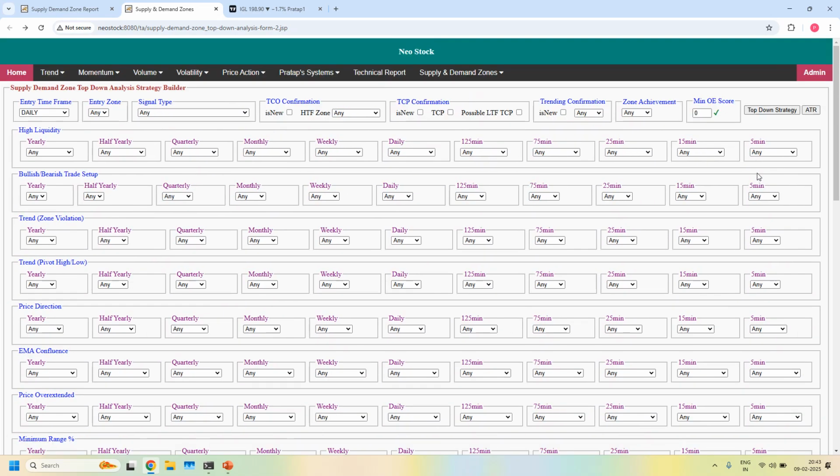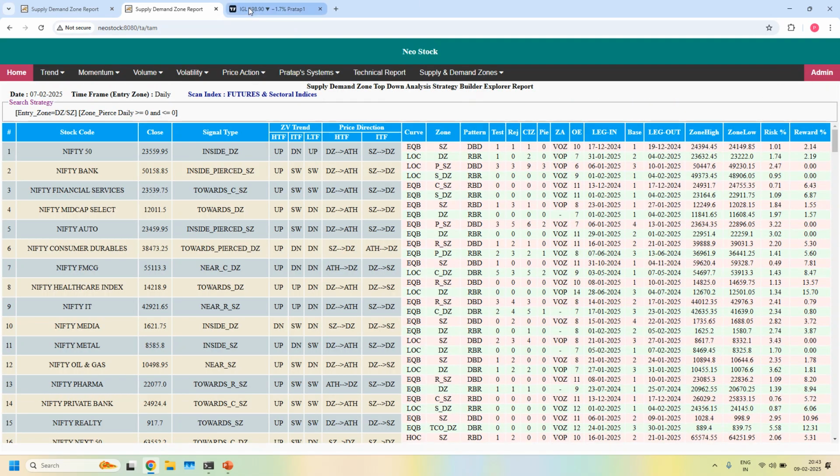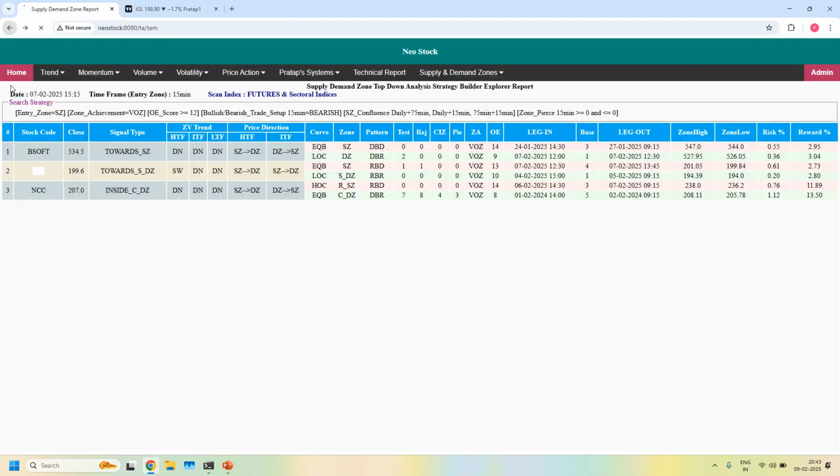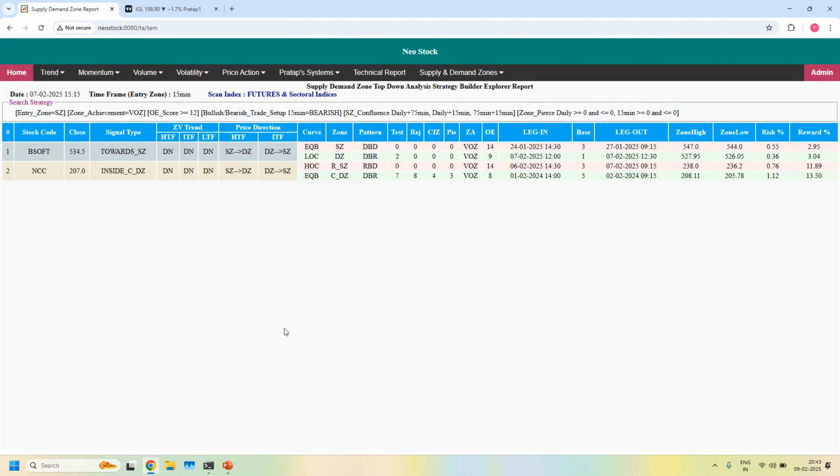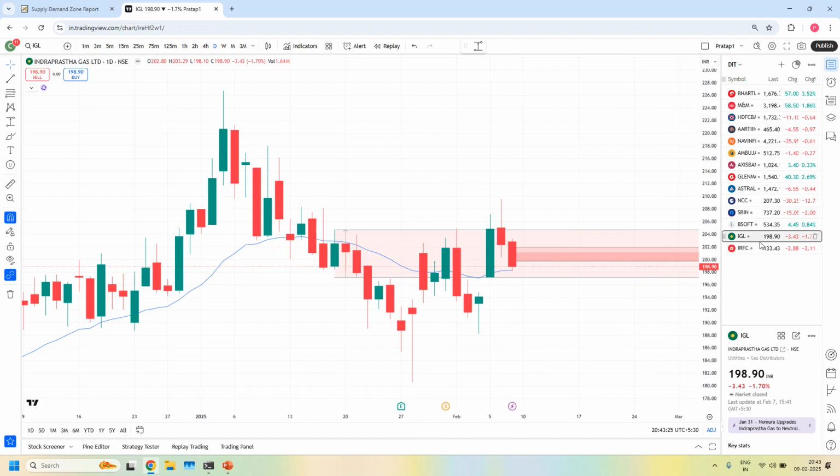Sorry, wrong report. Now let me set the pierced count, daily time frame, minimum value 0, maximum value 0. See, it is gone. We got only Birlasoft and NCC. IGL is not filtered. IGL is no more a high priority, high liquidity zone because the daily zone is pierced. Because we didn't set the filter, by default it included the pierced zones on the daily time frame. So that's why it is a pierced zone.